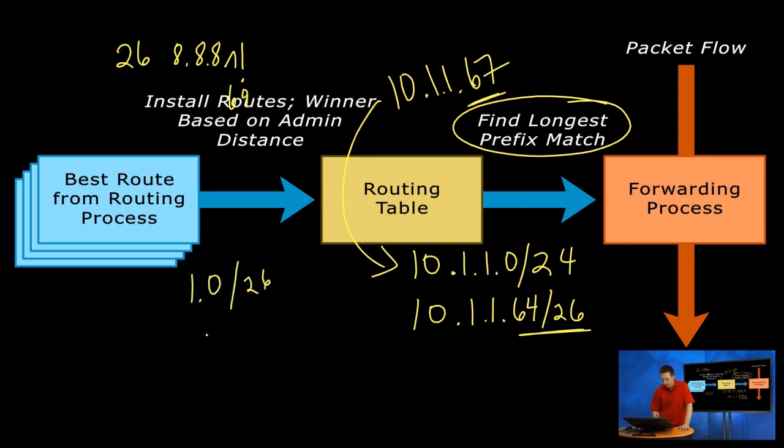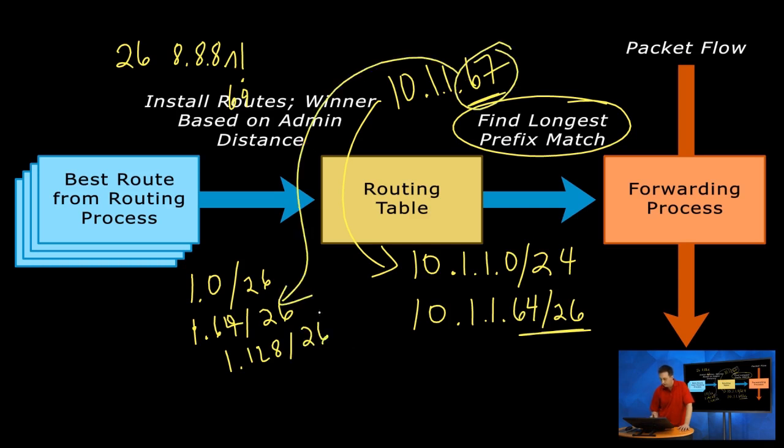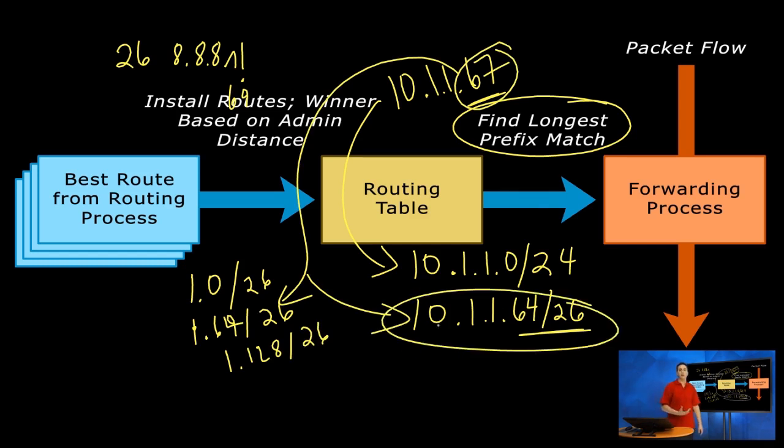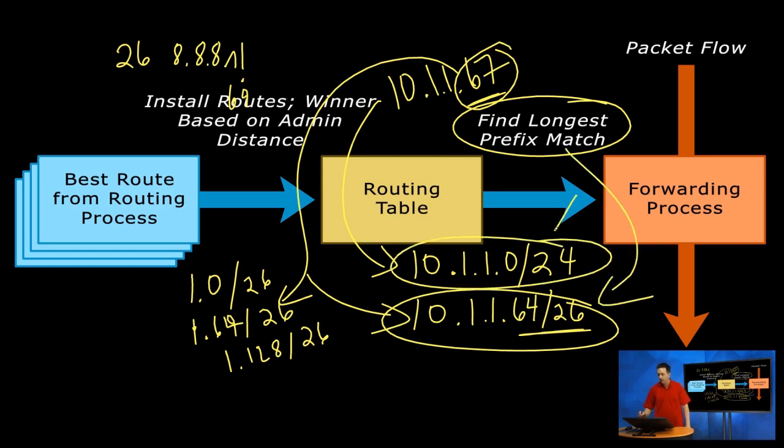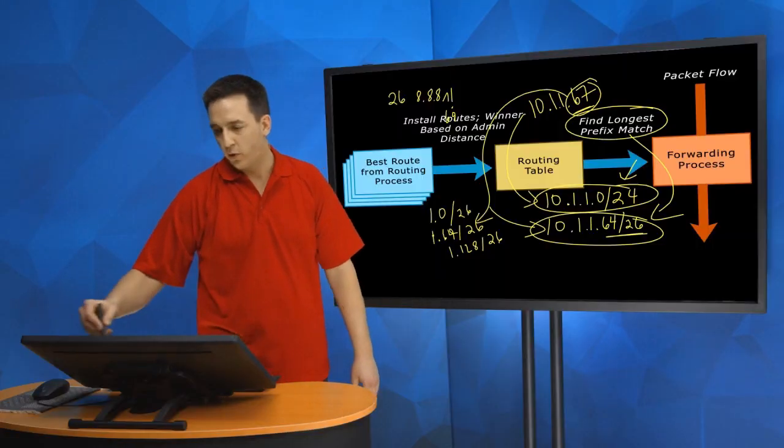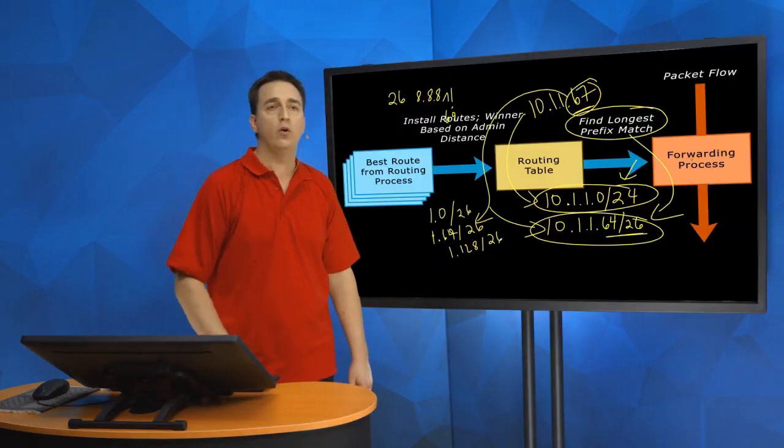So our first subnet's 1.0/26. Then we'd have 1.64/26. And then we'd have, counting by 64, 128/26. All right. So 67 falls within this one here, which equals this one here. So this would be used as the entry in the routing table to forward the packet. Even though we have another one that it would fall into as well, this is the longer match than this one here. And then we forward the packet accordingly.